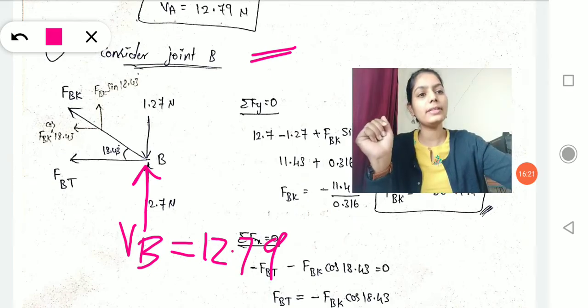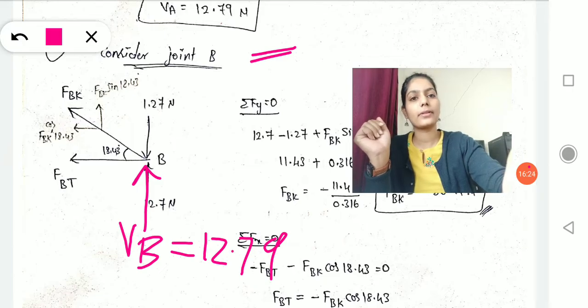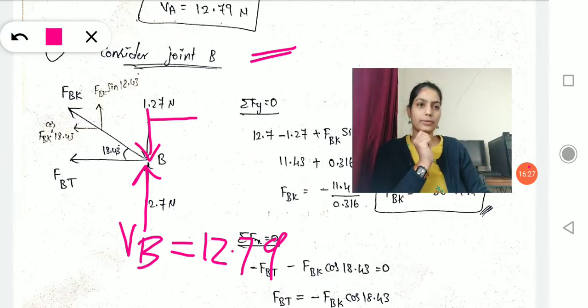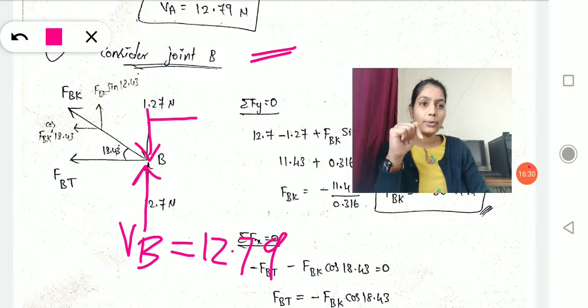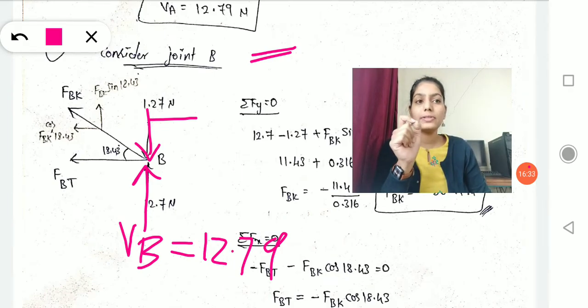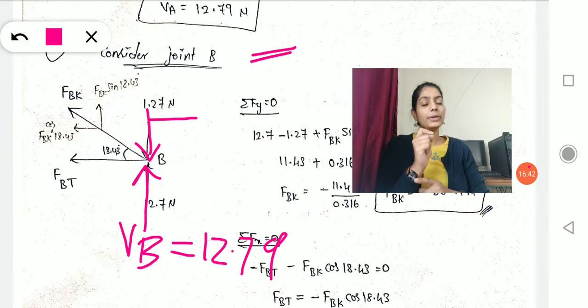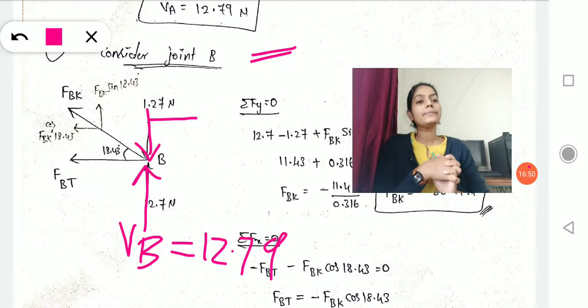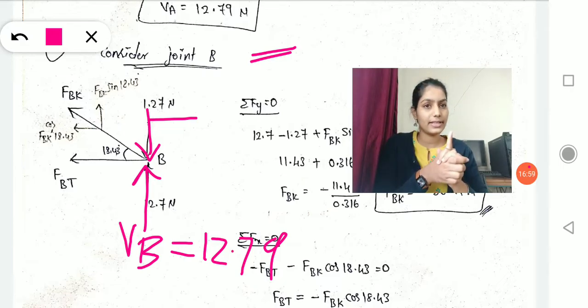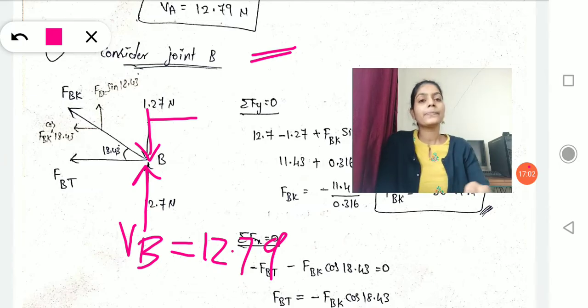1.27. That is what? The external dead load acting at that point. Whatever forces we have shown on our roof are the dead load calculations. We have done the dead load calculation earlier, in the previous videos of this truss analysis part. Now we know that at the panel points and at the end support, the dead load acting on my roof is 1.27. Okay, clear that?